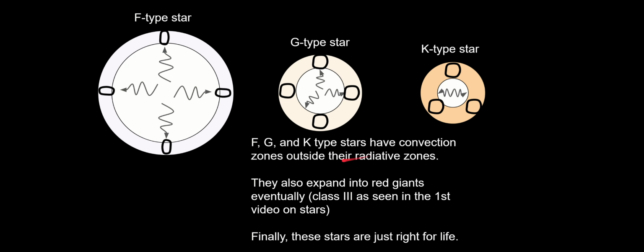These stars, F, G, and K, all have convection currents outside and radiative zones inside. They also all expand into red giants eventually, which is class III as seen in the first video on stars. And finally, these stars are just right for life.